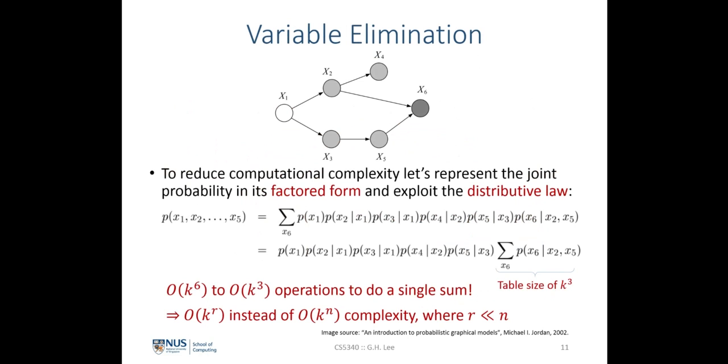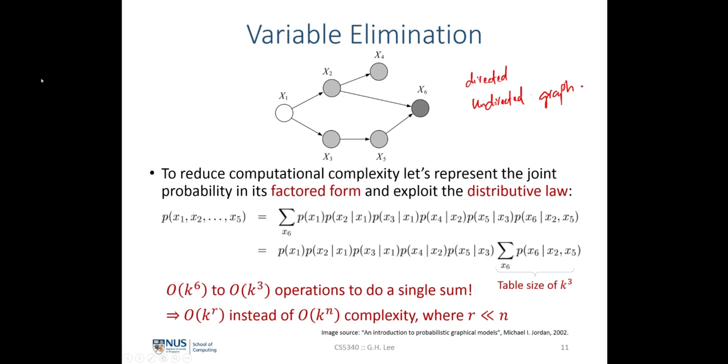So in order to reduce the computational complexity, let's represent the joint probability in its factor form, which is given by the Bayesian network or Markov random field. In this example, we'll first look at the directed graph, and then we'll look at how to do this in the undirected graphical model. Essentially, both steps are the same. We'll see in the subsequent slides.